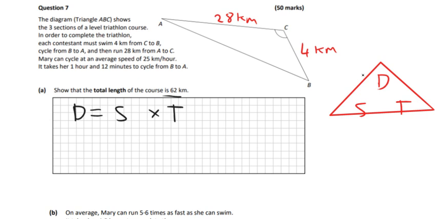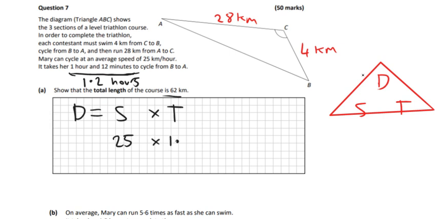So the cycle, Mary can cycle at an average speed of 25 kilometers per hour, and it takes her 1 hour and 12 minutes. Now just look at that 1 hour and 12 minutes for a second. I just want to change it fully into hours, because we're dealing with kilometers per hour for the speed. So 1 hour and 12 minutes, if you think of what 12 minutes is as part of an hour, it's 1/5 of an hour, isn't it? So it'll be 1.2 hours then. So that's the same thing as 1.2 hours.